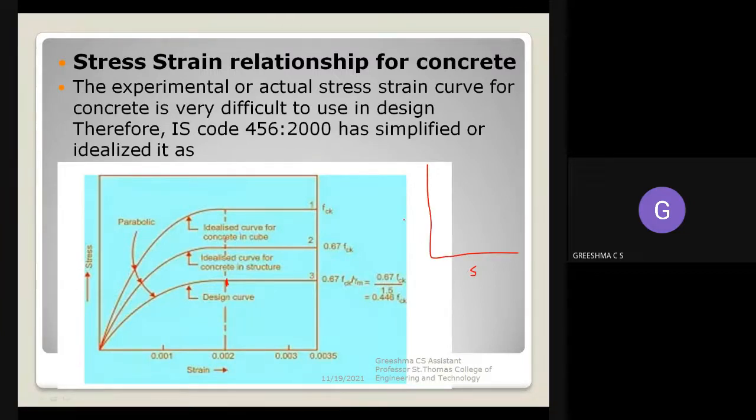This is strain and this is stress. For a value of FCK, meaning characteristic strength, there are different grades: M35 grade, M30 grade. M20 indicates its compressive strength.